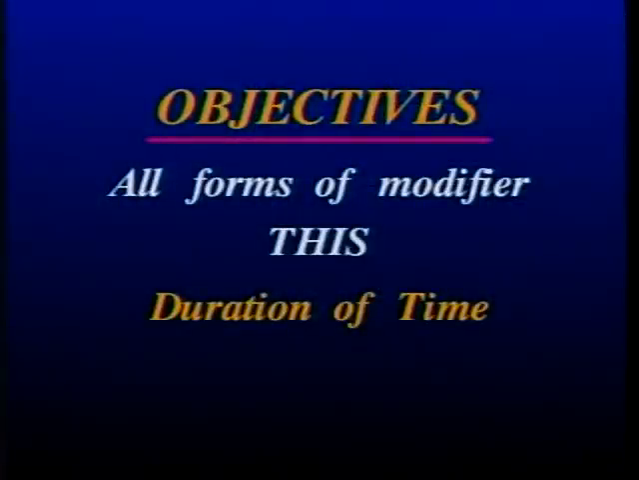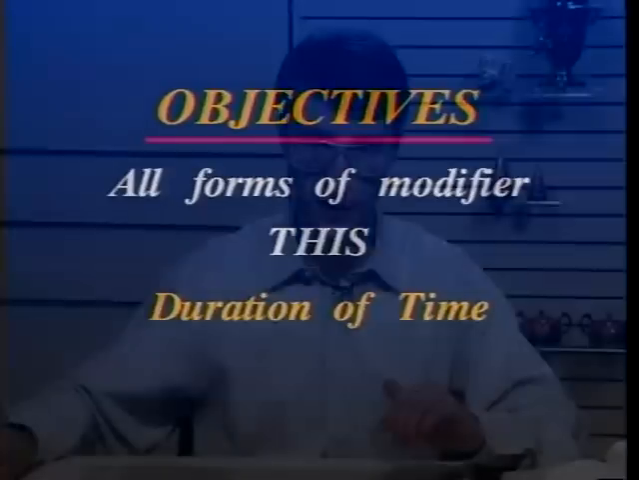Let's go ahead and see what we're supposed to be doing this lesson. Посмотрите. We will learn all forms of the modifier this. And the idea there is, again, being that you've got to use different forms of this based on the gender of the noun. And then we'll deal with duration of time. It is going to be so much fun. Хорошо? So, before we go into this, which has 4 forms, это, этот, эта, and эти, based on the gender of the noun that it goes with, we're going to see some sneaky use of those forms.